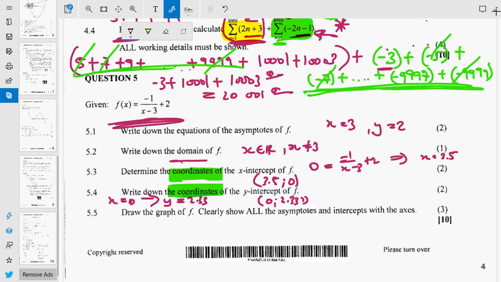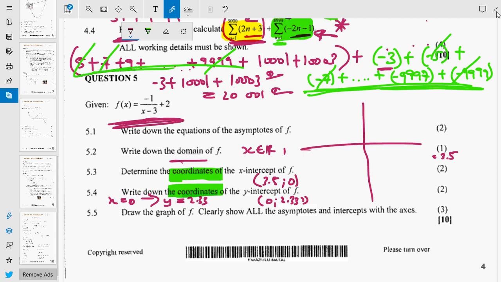And the last part of the question, they're asking you to sketch this graph. This will be straightforward. You have calculated the x-intercept. The first thing we do is put your asymptote here and your asymptote here. Remember, we determined the equations of the asymptotes. And remember, the x-intercept happens at 3.5 and the y-intercept happens at 2.33.